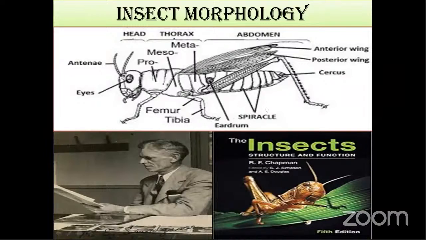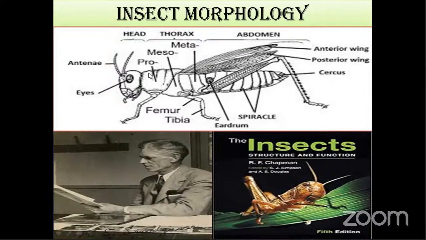Insect morphology means the study and description of the physical form of an insect. Physical form means the external characters of an insect. External characters include antenna, eyes, mouth parts, wings, and different types of legs.